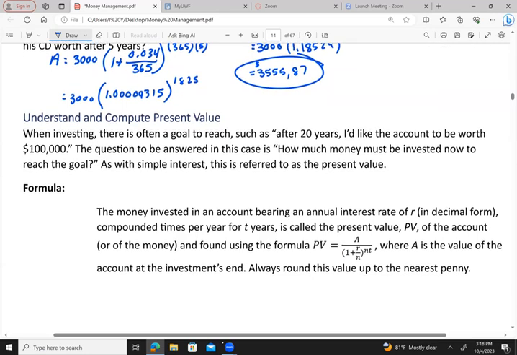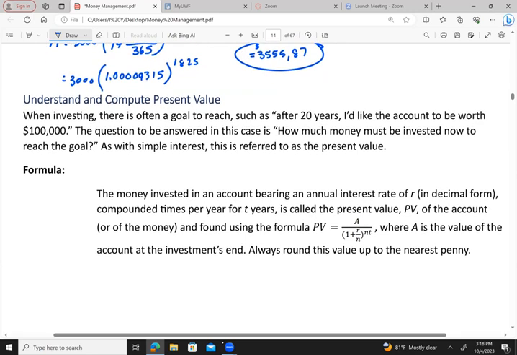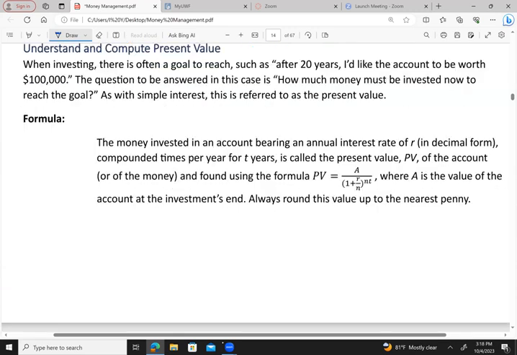So we've talked about future value. How about present value? When investing, there is often a goal to reach, such as after 20 years, I'd like the account to be worth $100,000. The question to be answered in this case is how much money must be invested now to reach the goal. As with simple interest, this is referred to as the present value. So I have a value I want in the future. How much must I put in today to get that?